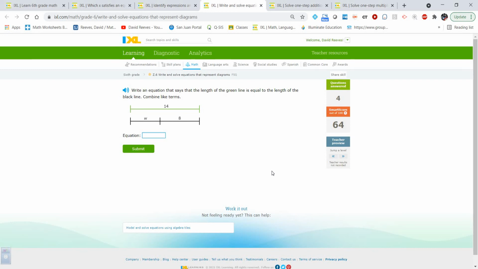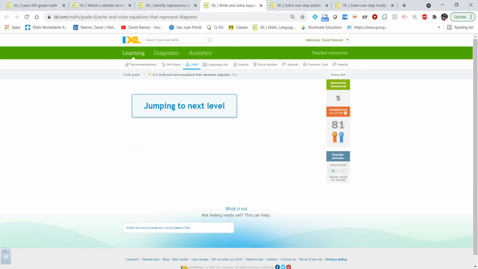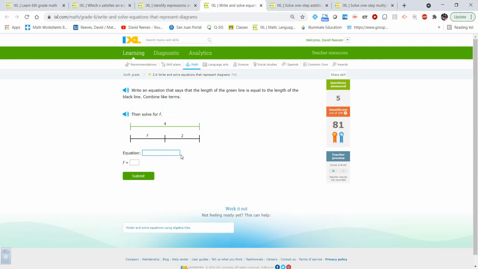All right, so this equation here, again, 14 is equal to w plus 8. Did I get that? There we go. All right. Okay. I'm wondering how they're going to make this more challenging. Oh, no difference there. Oh, now they want us to solve it. All right, so my equation would be 4 is equal to f plus 2.